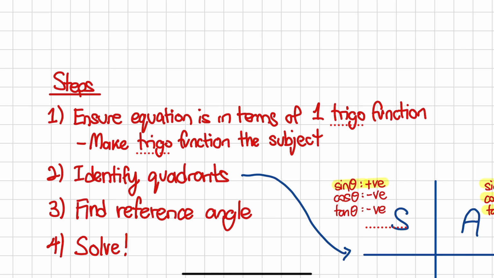Okay, the whole equation, when you are given, it must be in terms of one Trigo function. Then you try to make the Trigo function the subject. Then after that, identify the quadrants. What do I mean by quadrants?